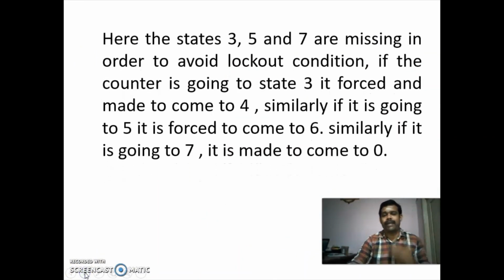Now, if by some means the counter goes to an unused state, we have to force the counter to come to the next used state. So if it is going to 3, here the unused states are 3, 5 and 7. If by some means the counter is going to 3, then we have to force it to come to 4. Similarly, if it is going to 5, we have to force it to come to 6. Similarly, if it is going to 7, we have to force it to come to 0.